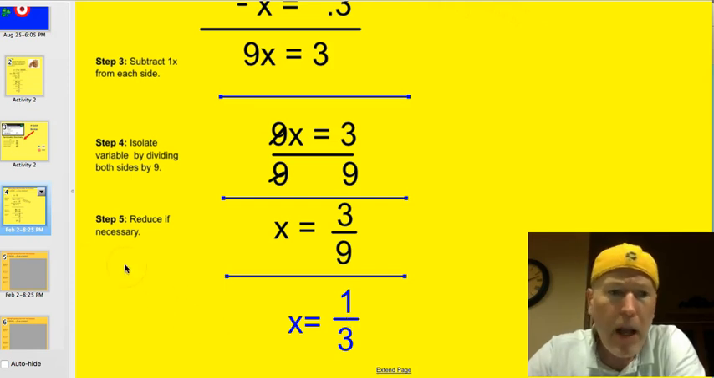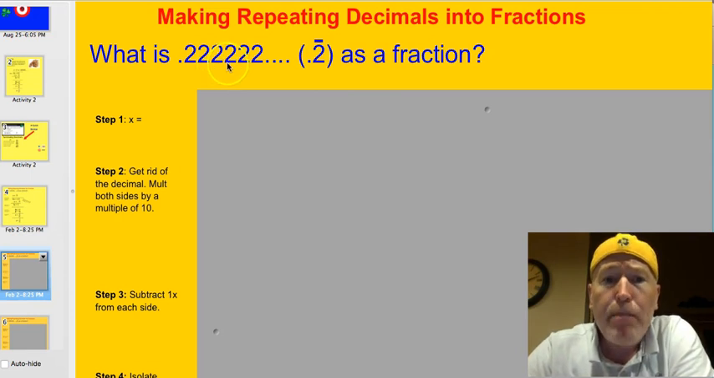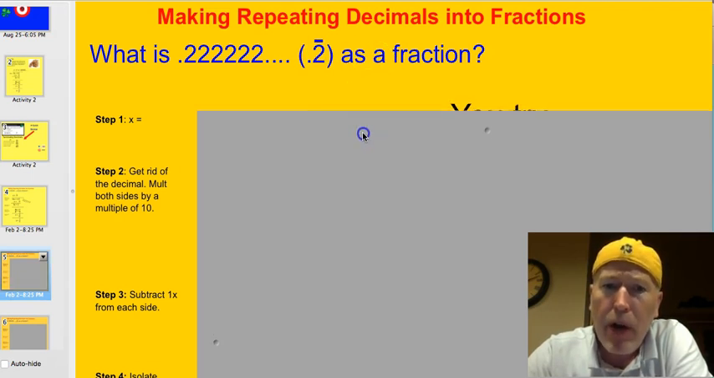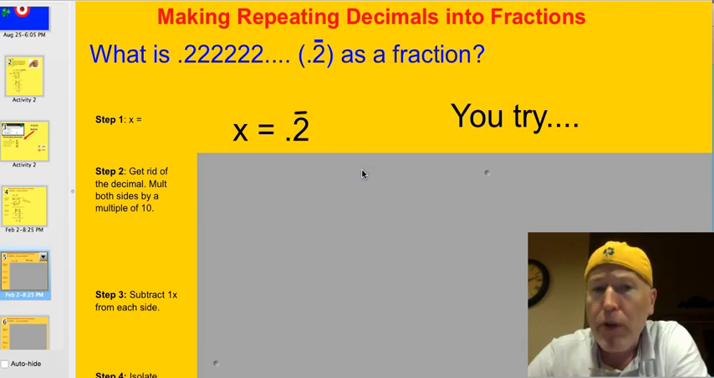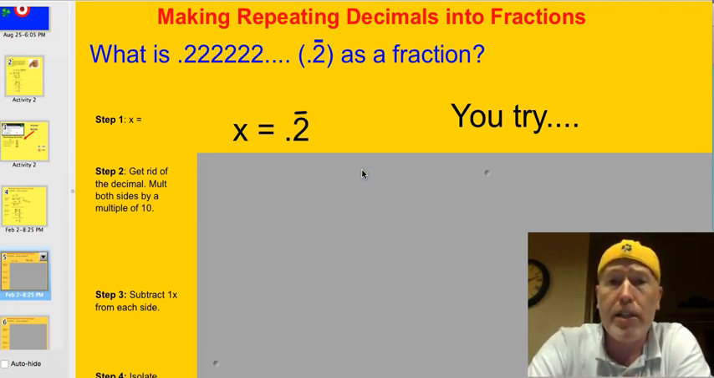All right? I'm going to have you try one here. What is 0.222222, or what is 0.2 repeating, as a fraction? I'm going to help you out here. Don't forget to start off by saying that x is equal to 0.2 repeating. You go ahead and pause and try this.